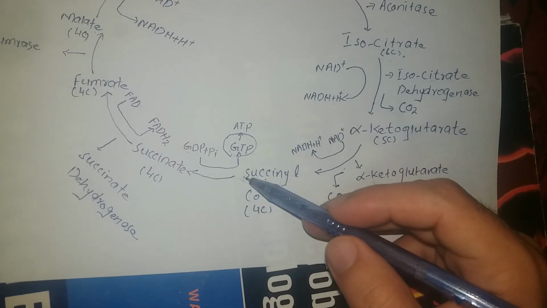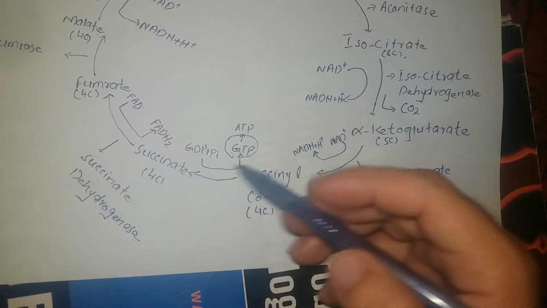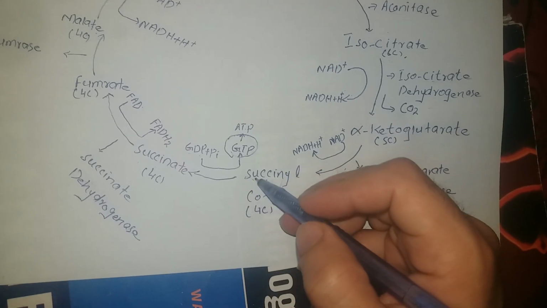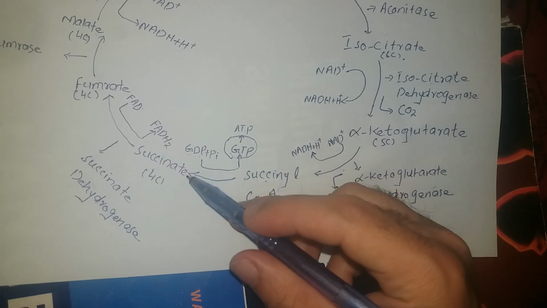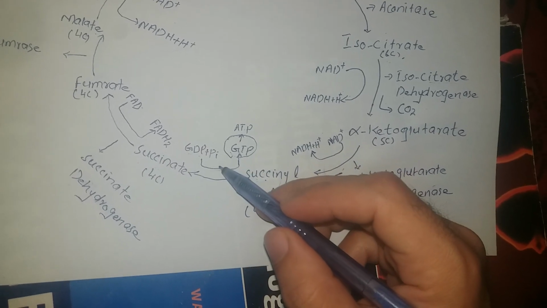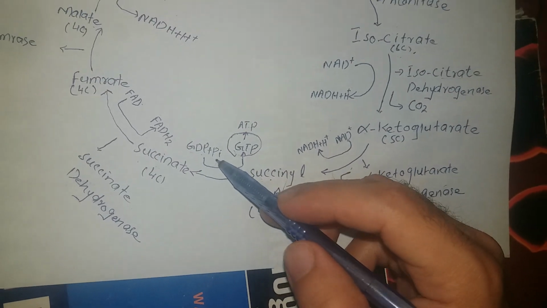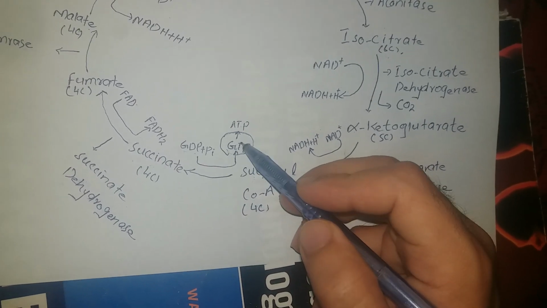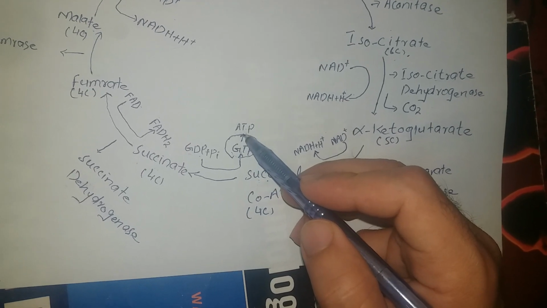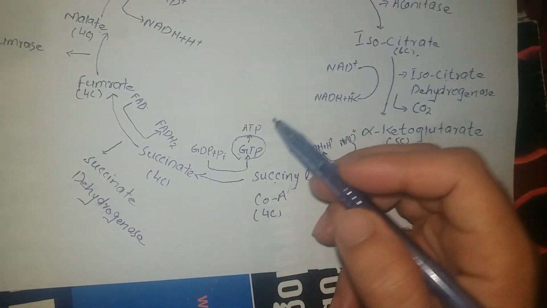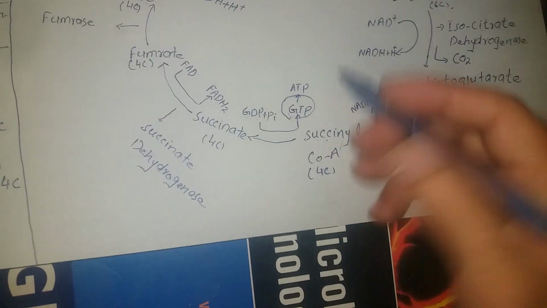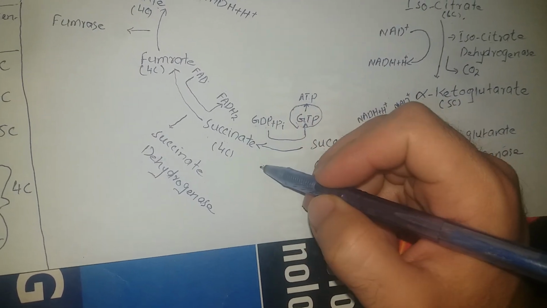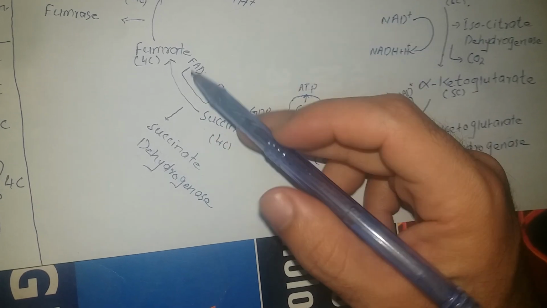In the next step, succinyl-CoA is converted into succinate by the enzyme succinyl-CoA synthetase. In this step, when this compound is converted into this compound, energy is released. That energy combines guanosine diphosphate with inorganic phosphate to form guanosine triphosphate, which is an unstable compound. That's why it is immediately converted into ATP. So both of these compounds are 4-carbon compounds. In the next step, succinate is converted into fumarate.